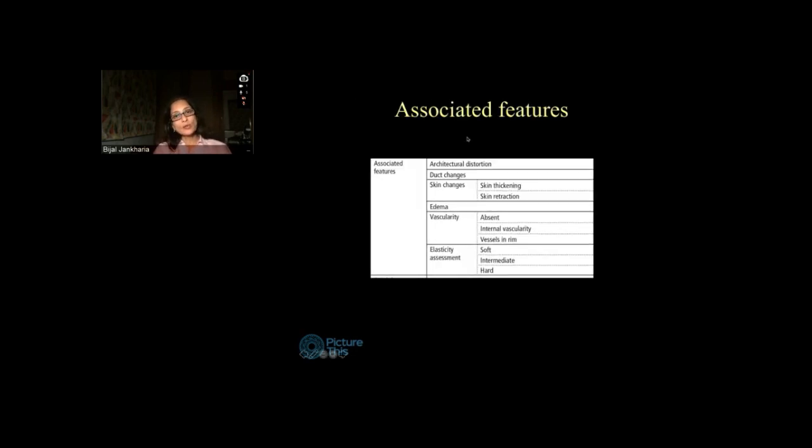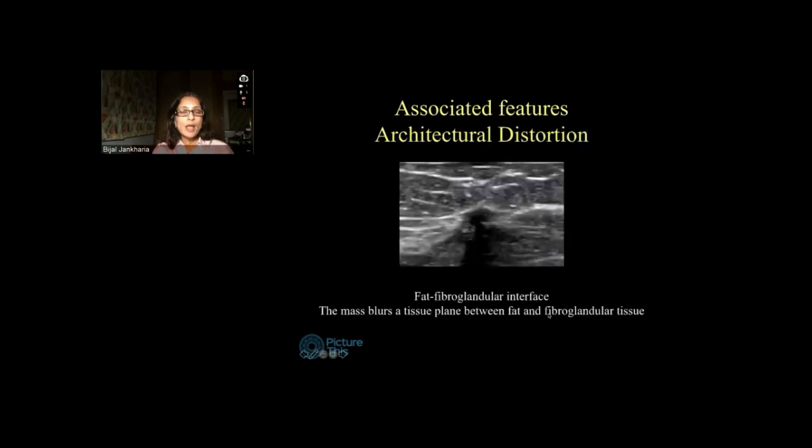Next we go on to associated features, and those are architectural distortion and several others. We'll be going through them. Architectural distortion on mammo is very nice to talk about, and I had just had a talk on it a few days back. But on ultrasound, it means that there is a lesion which blurs the tissue plane between the fat and the parenchyma. At the fibroglandular and fat interface, we know there is something that is going wrong here. And this is architectural distortion on breast ultrasound.